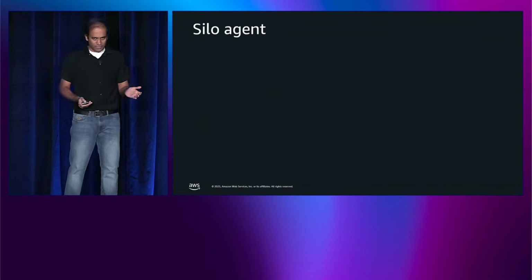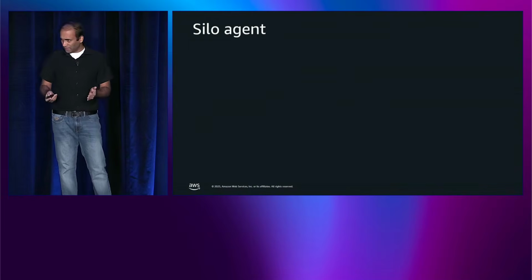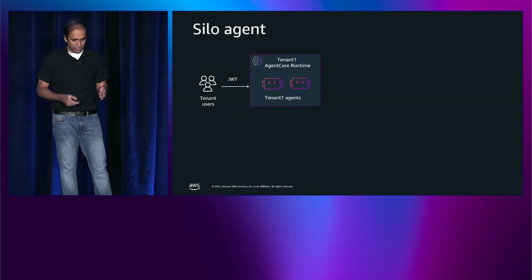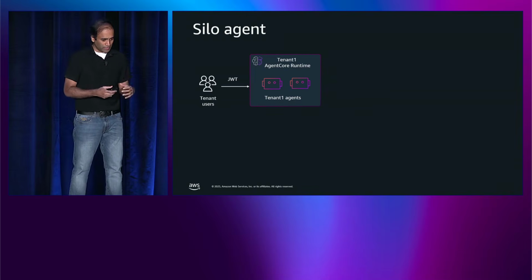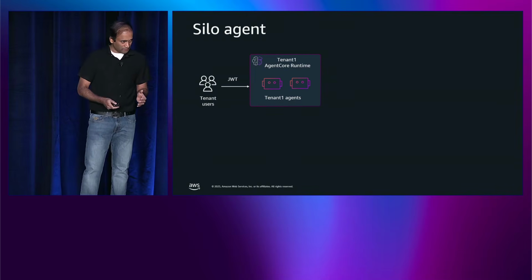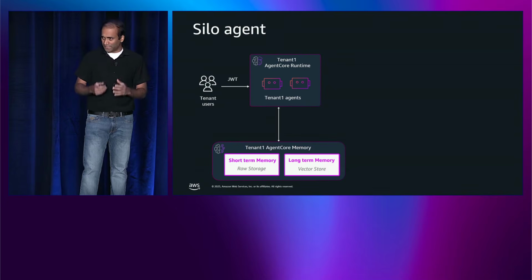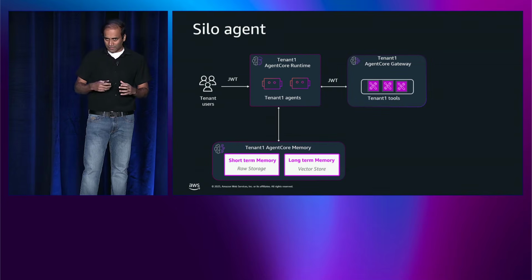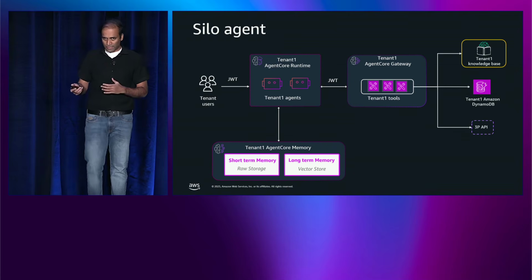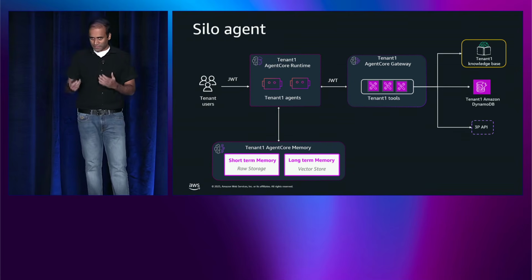When I say the silo agent, it's an agent dedicated for a particular tenant. The way you could create that is you could have your dedicated agent deployed in a dedicated AgentCore Runtime. It can be configured with a dedicated AgentCore Memory, and then you could extend that agent with the tools code which are dedicated for that particular tenant, which are deployed in a dedicated AgentCore Gateway, which would reach out to your dedicated tenant-specific resources.